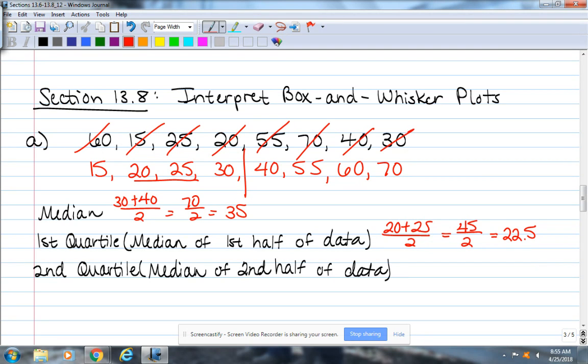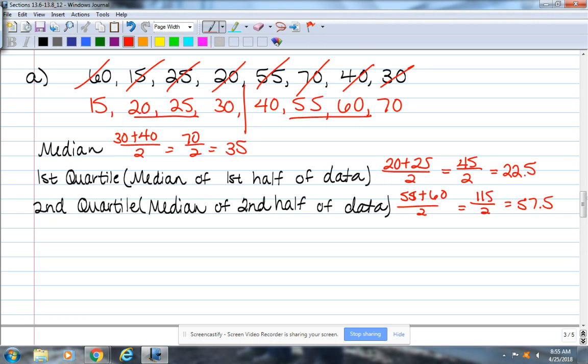And then my second quartile is going to come from my median of the second half of the data. So that means I'm averaging what two numbers? 55 and 60. 55 plus 60 divided by 2. What's 55 plus 60? And what's 115 divided by 2? 57.5? All right. Once I have those three numbers, the median, my Q1, Q2, you're ready to draw your box and whisker plot.